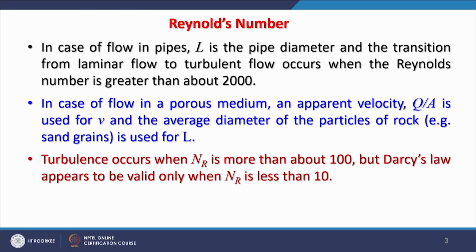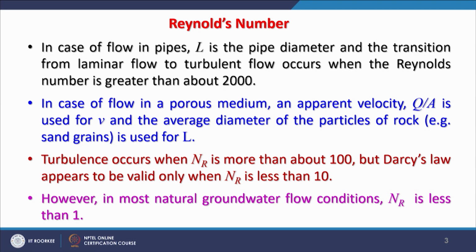Now, in a pipe system the transition from laminar to turbulent was at N_R of 2000, but in a porous medium, when N_R is less than 10, Darcy's law is applicable and the flow is also laminar. As we discussed while covering Darcy's law in 3 videos, Darcy's law is only applicable when flow is laminar, and so we can say that Darcy's law is only applicable in a porous medium if the Reynolds number is less than 10.